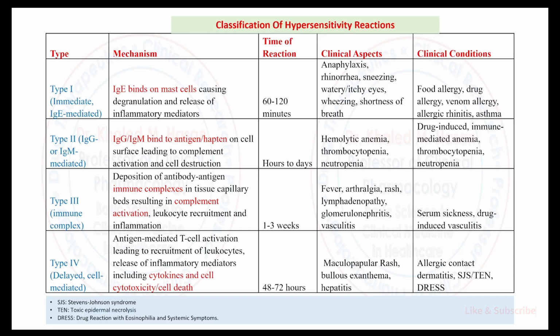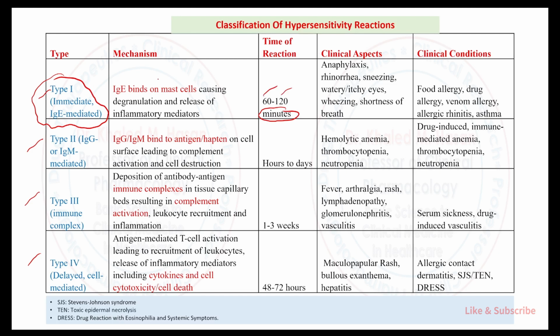Okay, so moving to the classification of hypersensitivity reactions. As you can see here, we have four main types of hypersensitivity reaction: type 1, 2, 3, and 4. For our topic today, we only focus on type 1, because type 1 is mediated through IgE. As you can see, type 1 is an immediate IgE response that takes minutes. Some textbooks say 60 minutes, some 120 minutes, and some say seconds.